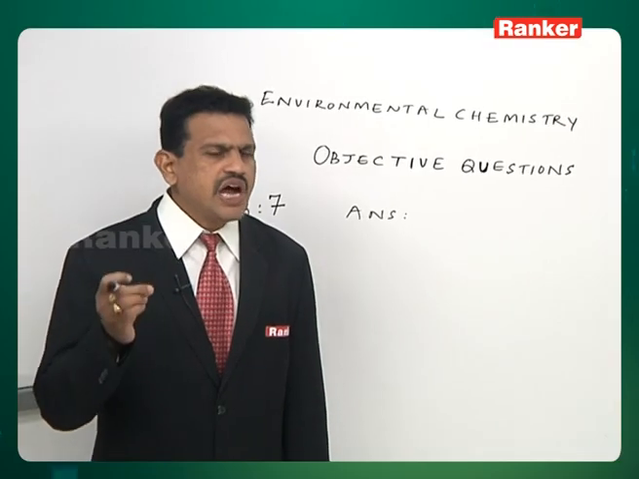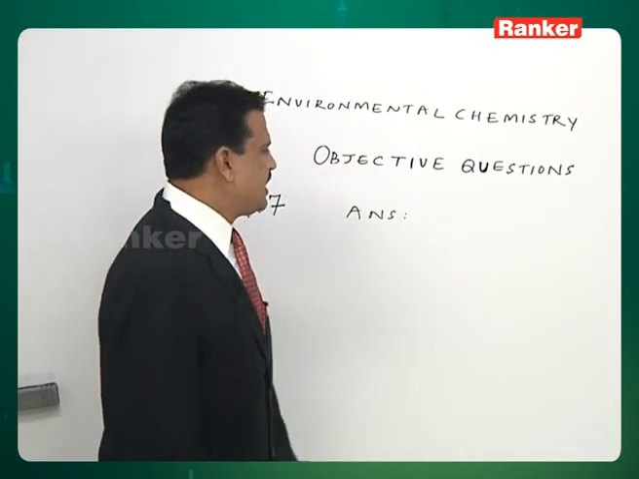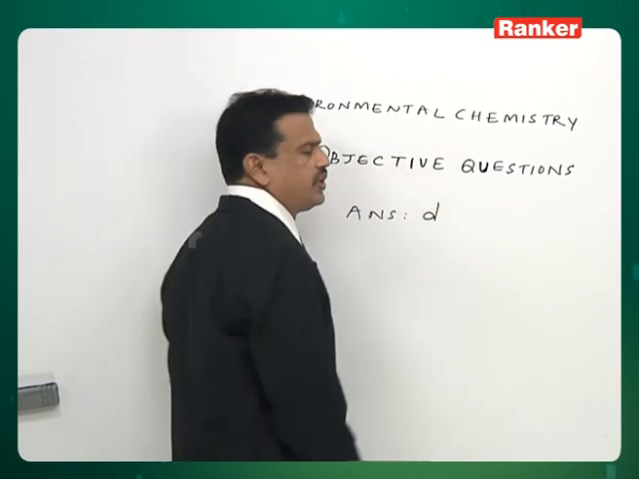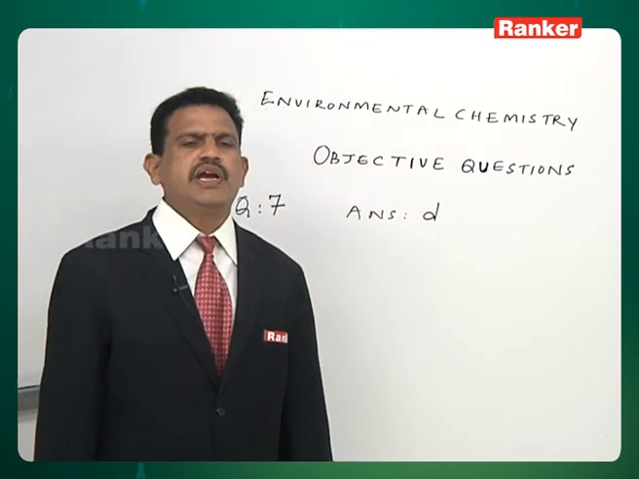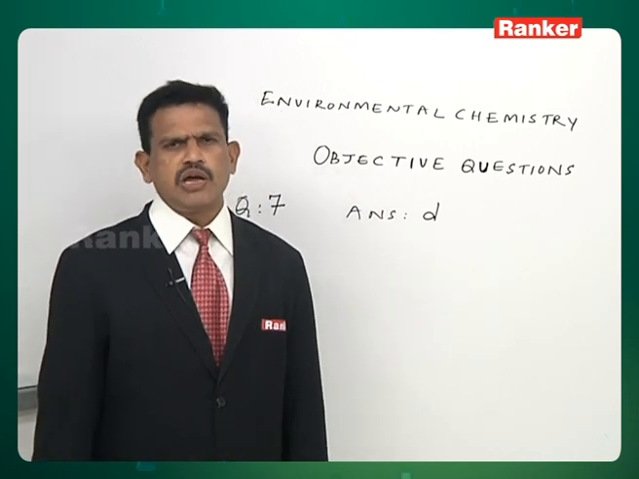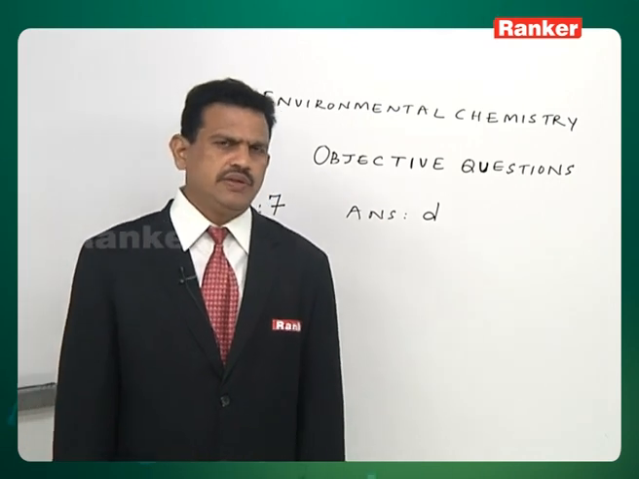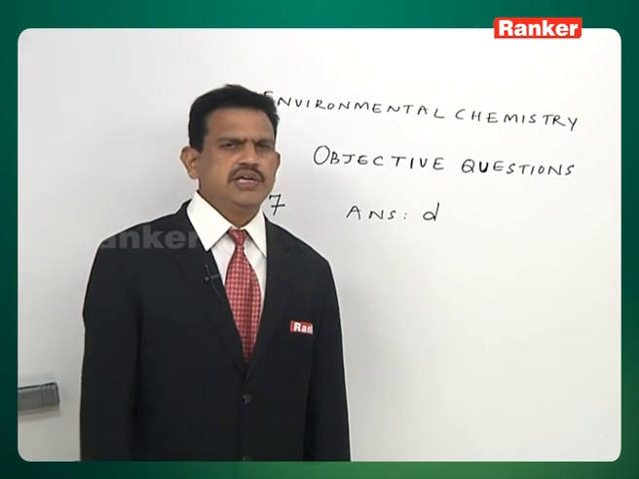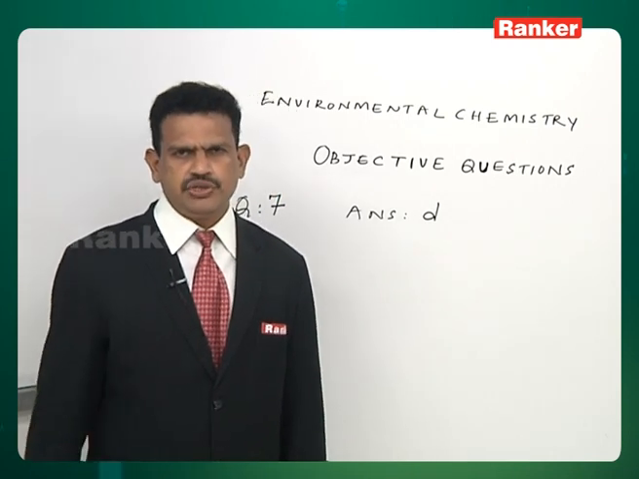The chlorine star is mentioned in option D. That is the correct option. The chlorine star is nothing but a free radical. It is produced from the chlorofluorocarbons, the CFCl3 that you have taken. From that, chlorine free radical is produced because of absorbing light energy.